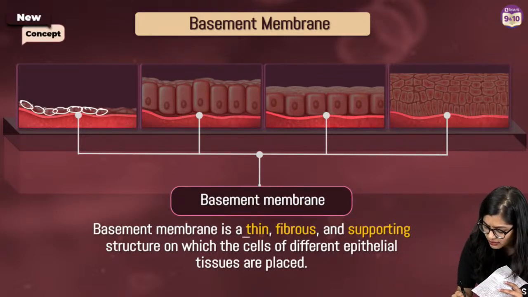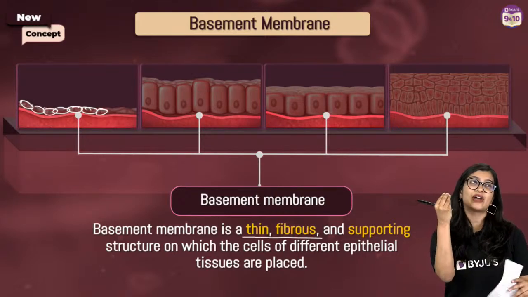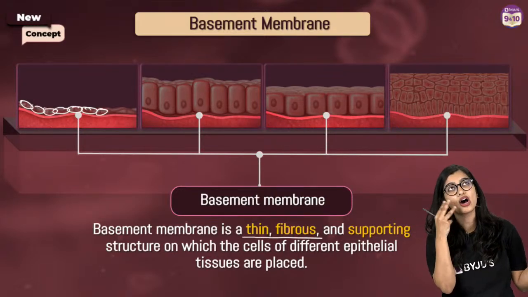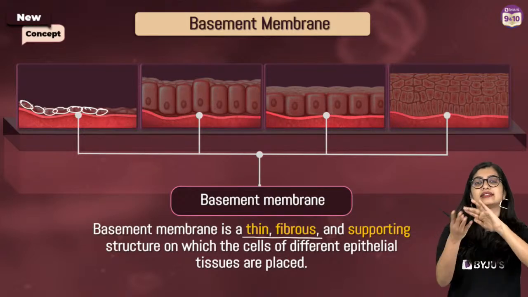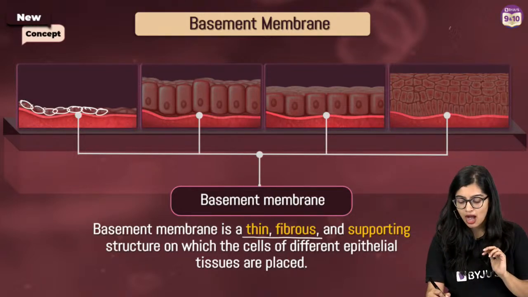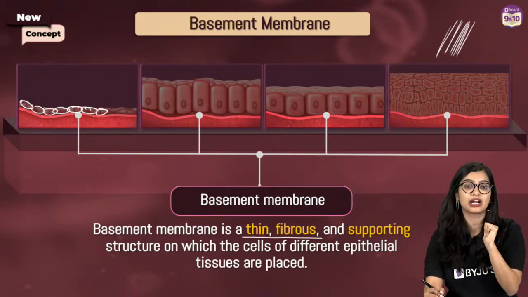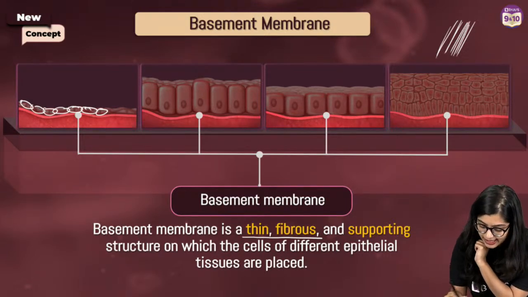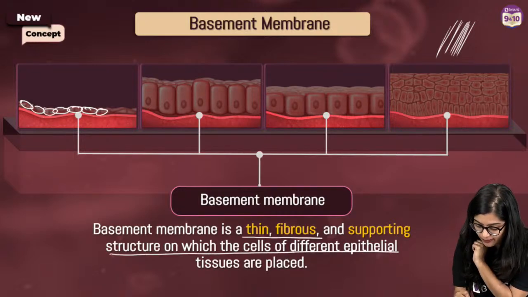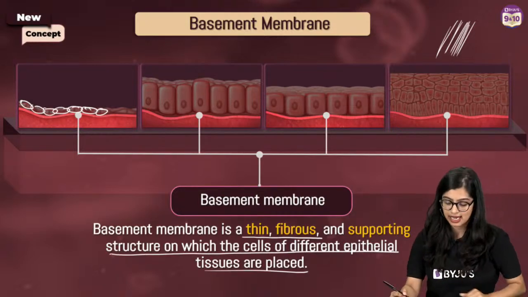Now, it is thin. It is very fibrous. When I say fibrous, think of how the threads are there in a sari. There are many thread-like, fiber-like structures. And we see that it is a supporting structure on which your epithelial cells are found.